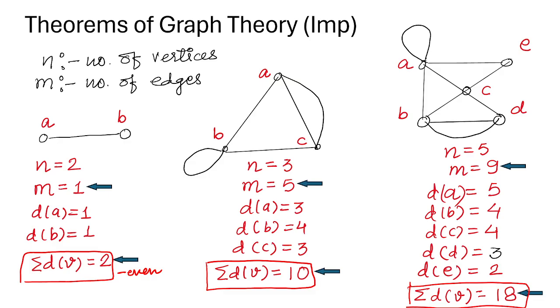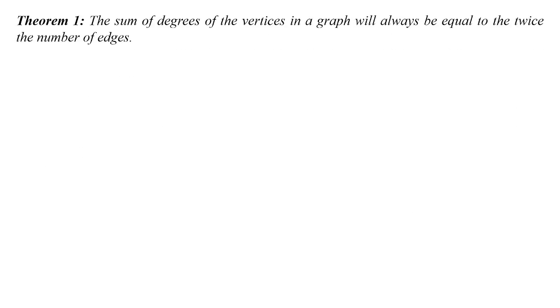So two observations from this slide: first, the total degree of a graph will come out to be even. Second, the total degree will be equal to twice the number of edges, or twice the size of that graph. So the first theorem says that the sum of the degrees of the vertices in a graph will always be equal to twice the number of edges. That is what we have observed.